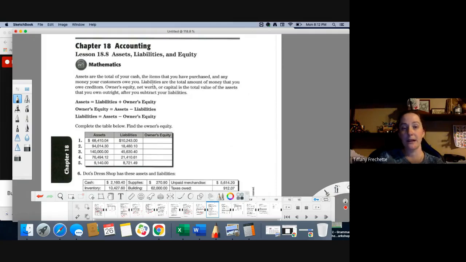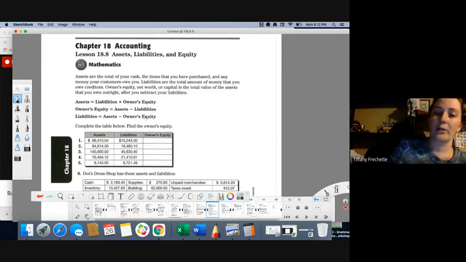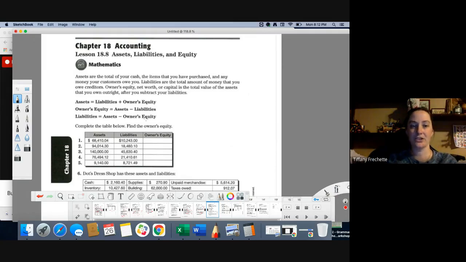Owner's equity, net worth, or capital is the total value of assets that you own outright after you subtract your liabilities. So assets equals liabilities plus owner's equity. And owner's equity equals assets minus liabilities. Liabilities equals assets minus owner's equity. So kind of a play on words there, using all of those different things in just a little different way. So we're using those three things over and over again, just in a different order to equal one or the other.